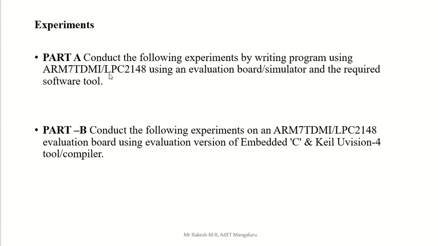In part A, we are going to see the software part. By using Keil software, we are going to write assembly level programs and simulate them using the same software. In the part B programs, we are going to execute hardware programs. Nine hardware programs are there. We are going to use an evaluation board, that is the LPC 2148, which comes under ARM7. We are using that evaluation board to execute your program.